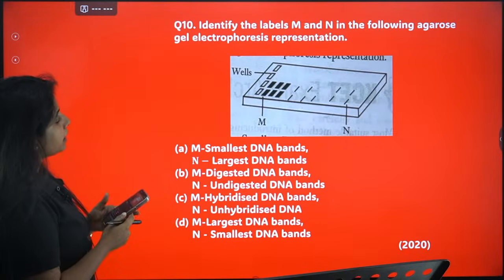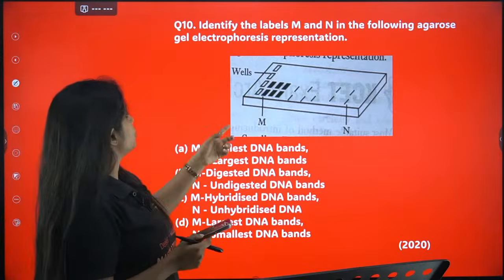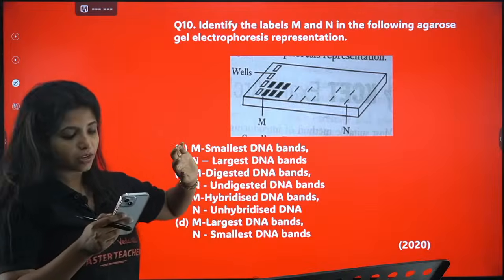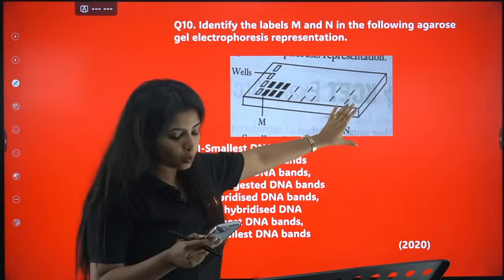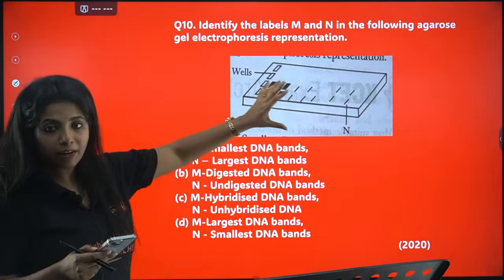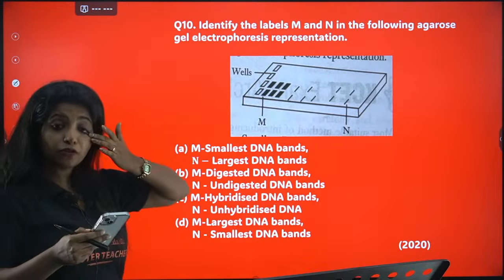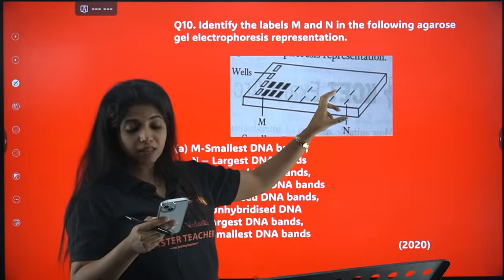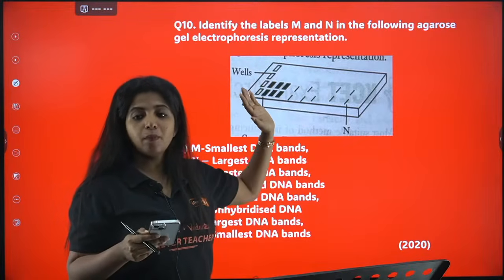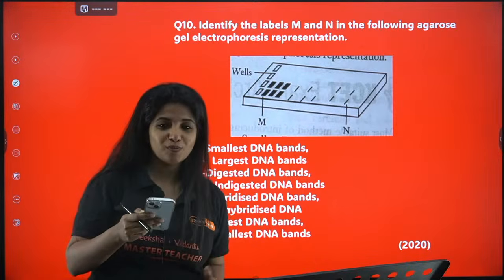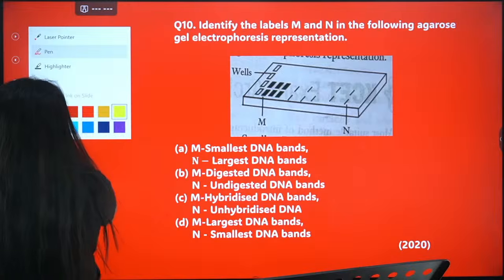Okay, identify the labels M and N in the following agarose gel electrophoresis representation. You have to tell me what is M and what is N in a gel electrophoresis chamber. So in gel electrophoresis, my dear children, when the DNA fragments are separated, the larger ones stay at the back and the smaller ones move fast. The smaller ones are able to move fast, right? So that is what happens.